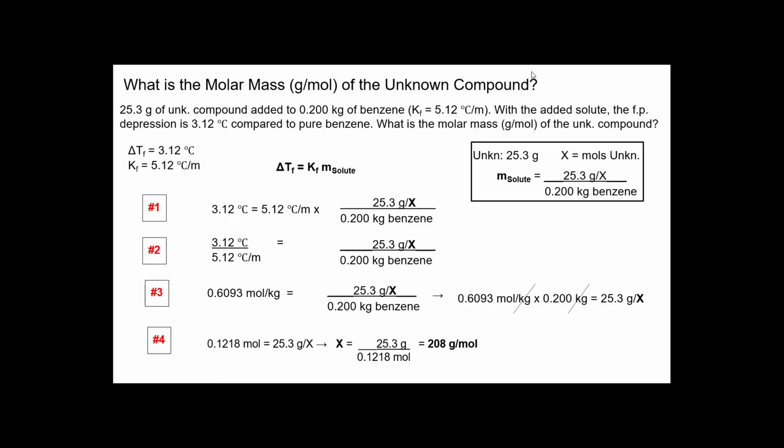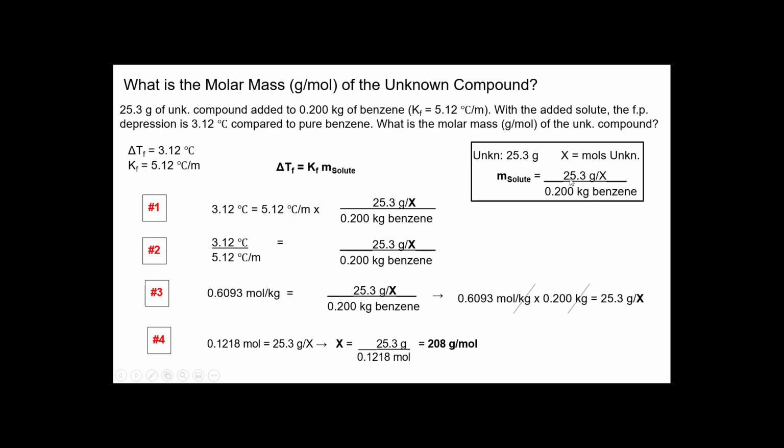Okay, so what is the molar mass of an unknown compound? 25.3 grams of an unknown compound is added to 0.200 kilograms of benzene. With the added solute, the freezing point depression is 3.12 compared to pure benzene. What is the molar mass of the unknown compound? This sounds very, very confusing. It's not. We're using the same equation. We just have to pull everything out.